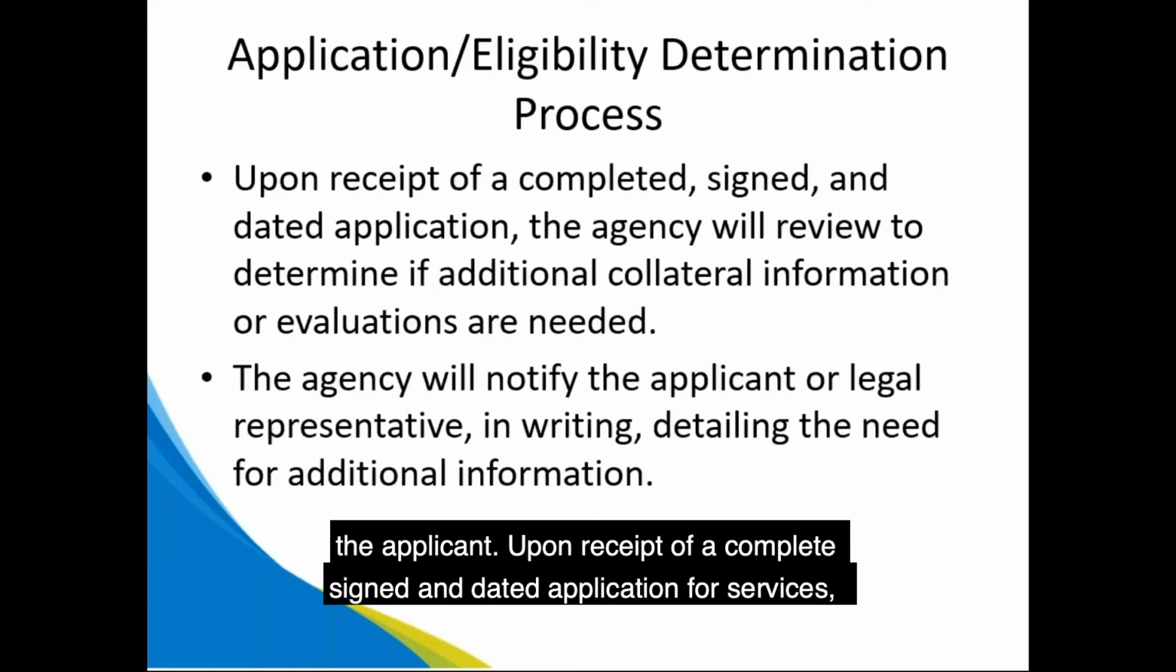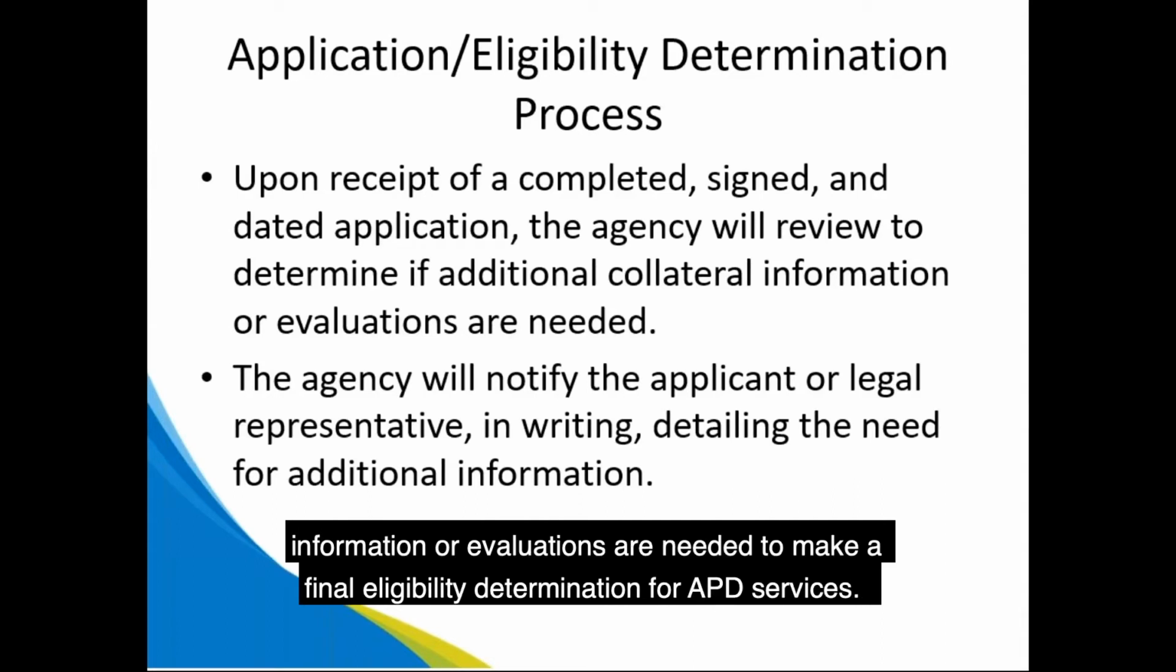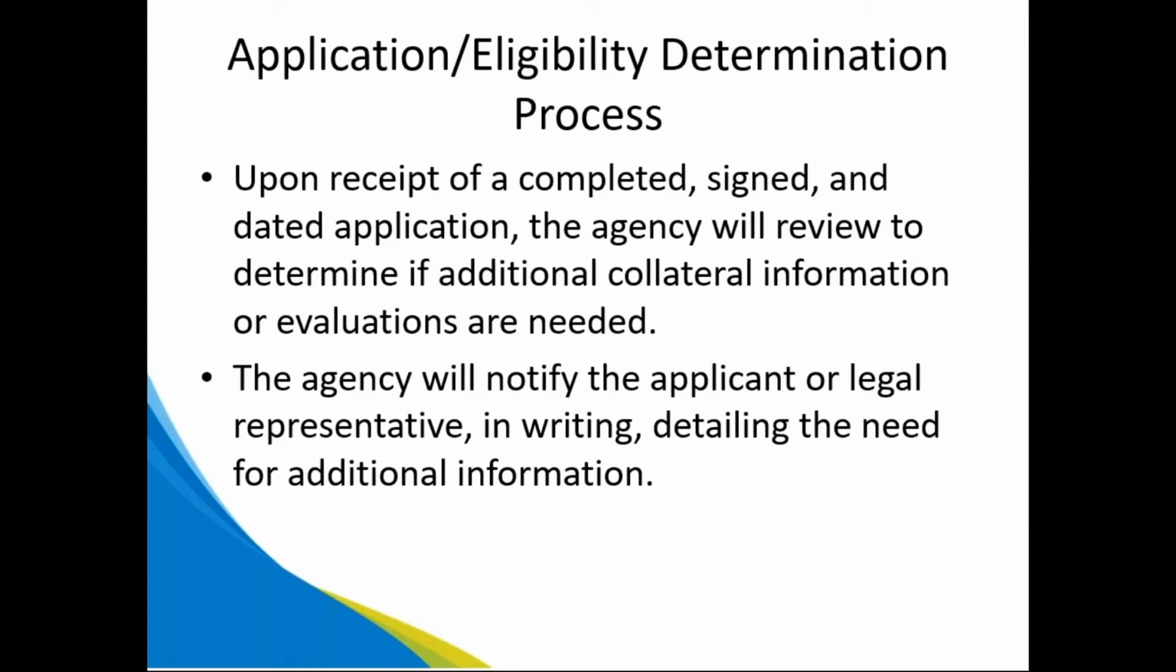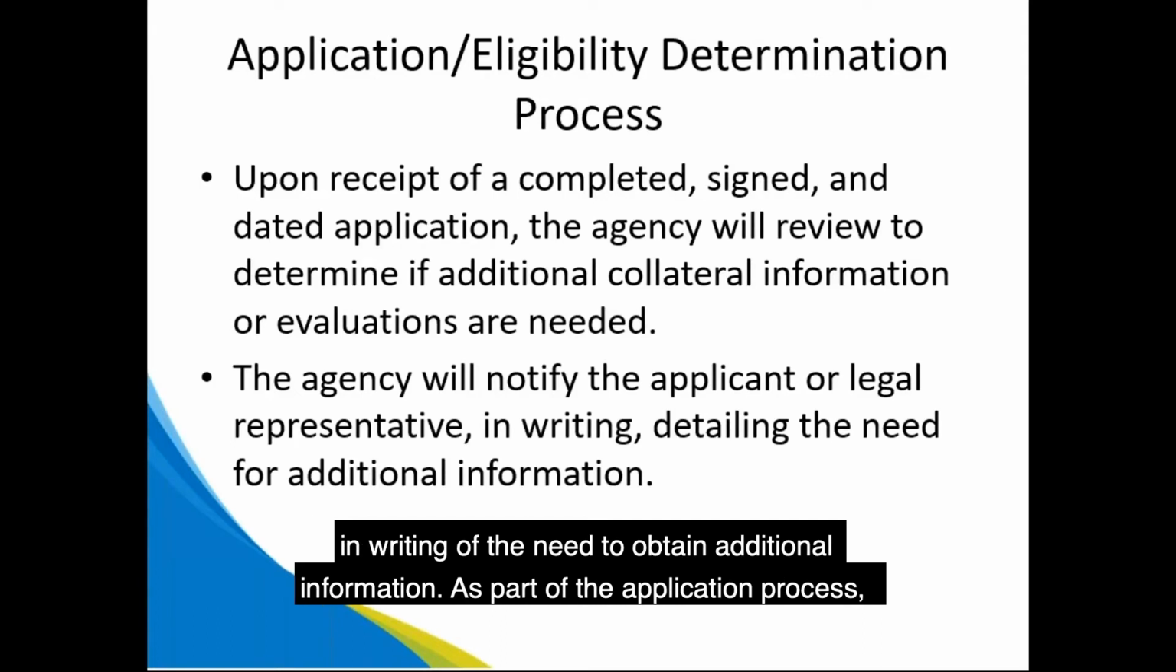Upon receipt of a complete, signed, and dated application for services, the agency will review the application and all supporting documentation to see if additional information or evaluations are needed to make a final eligibility determination for APD services. If additional information is needed, the agency will notify the applicant or legal representative in writing of the need to obtain additional information.